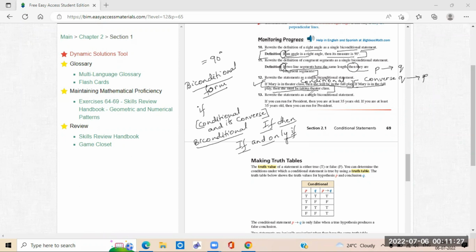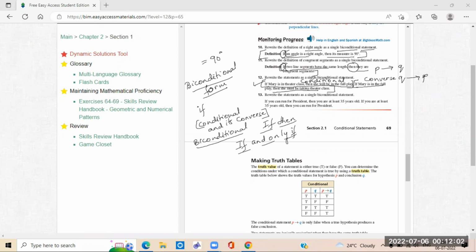Yeah, start it like that, because we don't need to write that "if there." So Mary is in theater class if and only if she will be in the fall play. Yeah. So Mary is in the theater class if and only if she will be in the fall play. This means all the participants who are in the fall play will be in the theater class. That is the meaning of that particular statement when you write it in the biconditional form.